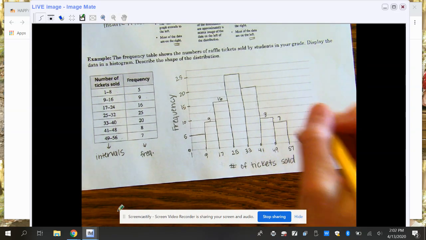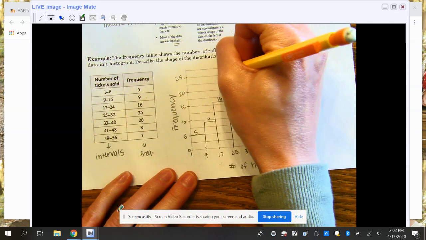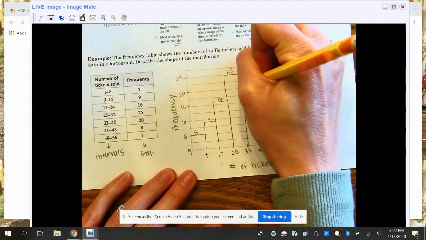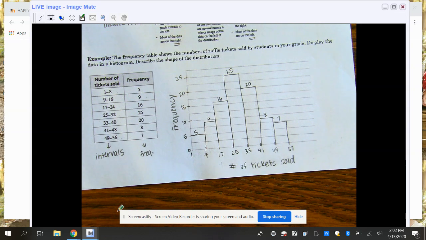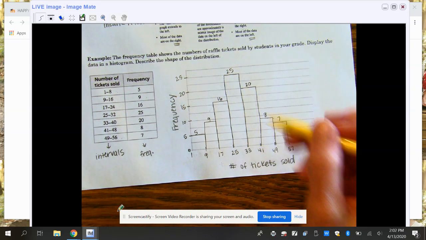Okay. And if this bothers you, you can sometimes be like, I just want to write them on all of them. All right, so there's your finished histogram.